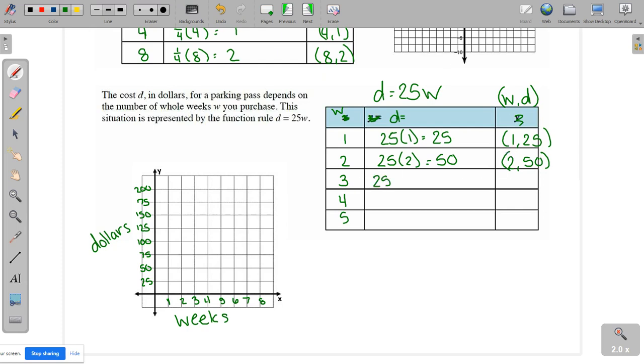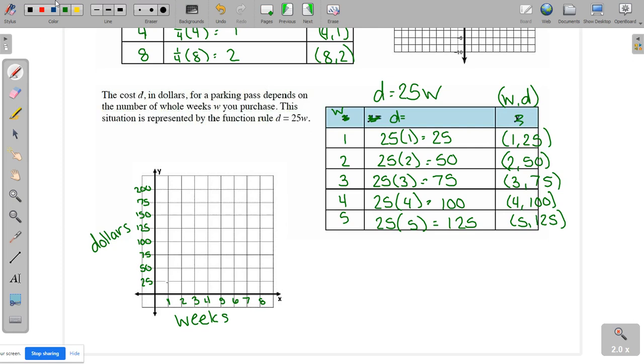If we substitute 3 in, we get 75. We're talking about money. So for 3 weeks, there's $75. 4 weeks, 100. And 5 weeks is 125.